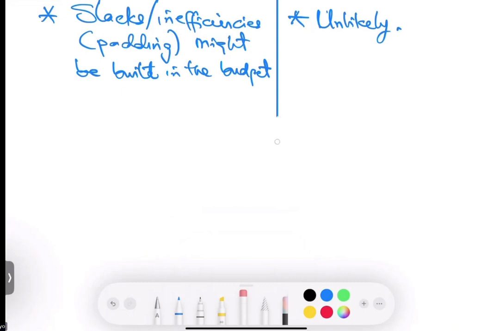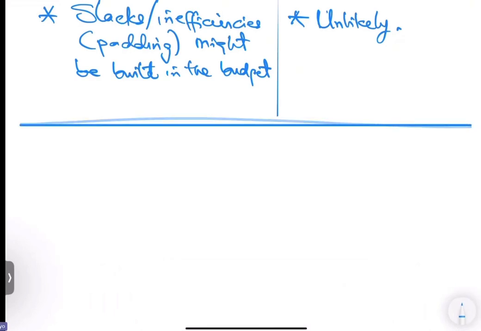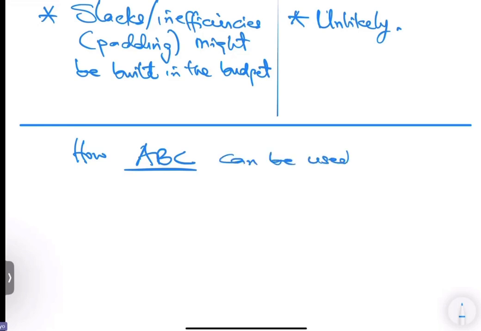Now, we need to look into something slightly different, but still on budgeting, and that is how ABC can help the budgeting process. Remember, we looked at ABC when we were talking about costing techniques. So how ABC can be used, that's what we want to look at now, to improve costing and the budgeting process.